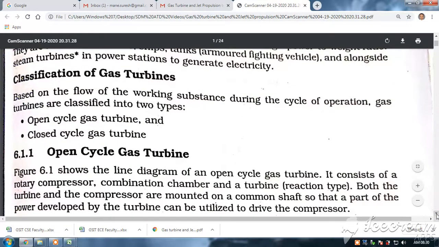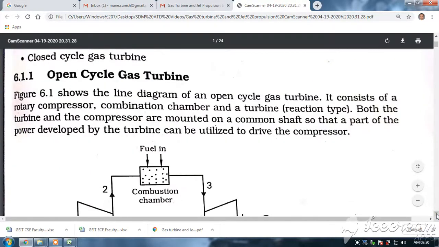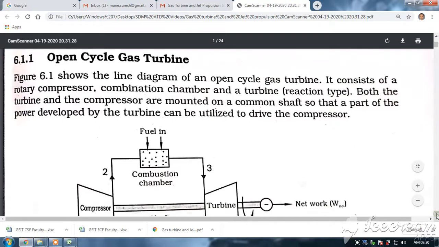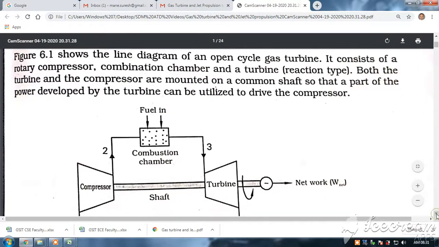Now, classification of the gas turbines. Based on the flow of working substance during the cycle of operation, gas turbines are classified into two types. One is open cycle gas turbine, and the second is closed type gas turbine. Now let us see what is open cycle gas turbine. The figure shows the open cycle gas turbine. It consists of a rotary compressor, combustion chamber, and a reaction type turbine. Both the turbine and compressor are mounted on the common shaft, so that a part of the power developed by the turbine is used to drive the compressor.